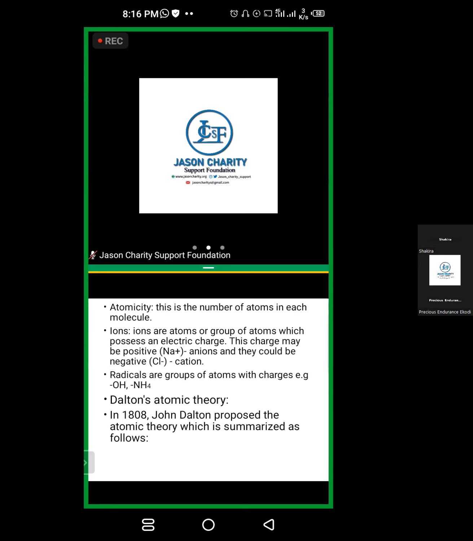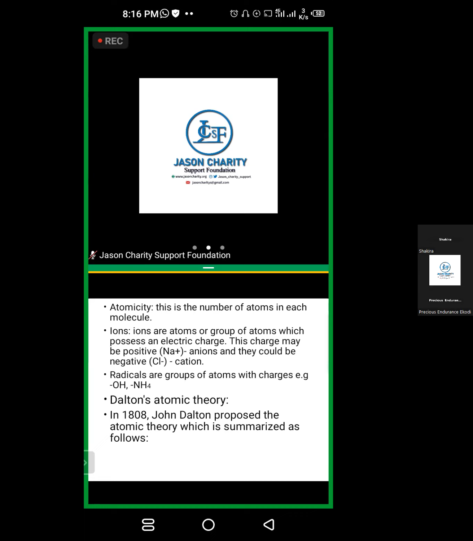What are ions? Ions are atoms or groups of atoms which possess electric charge. Now, the charges could be positive or negative. When the charge is positive, it is called a cation. Now, for it to attain that positive nature, it has to have given off an electron so that it can now attain its octet configuration. We'll talk more about this in our subsequent class.